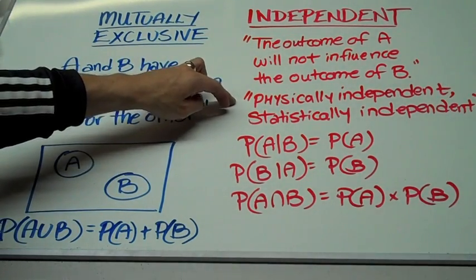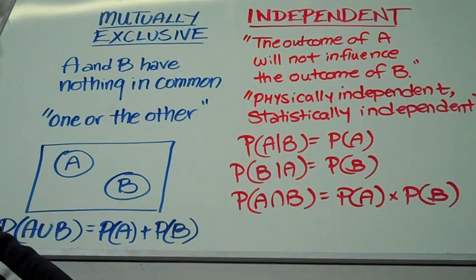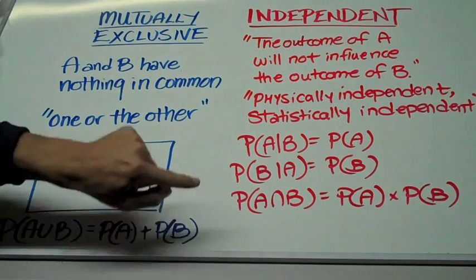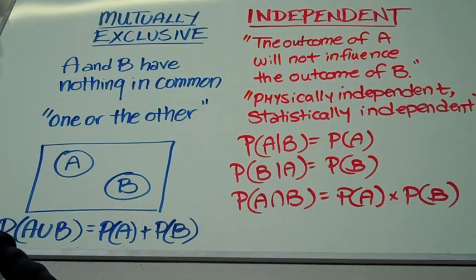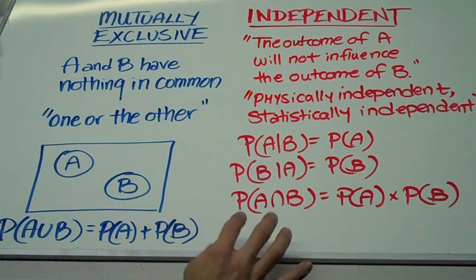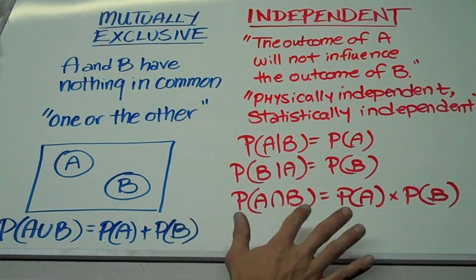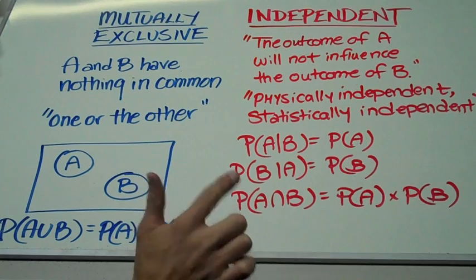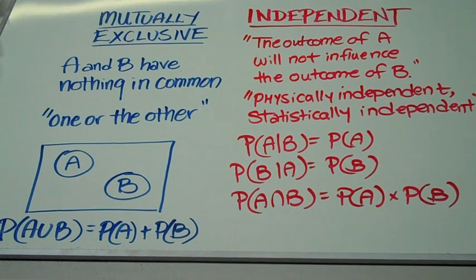Here's a rule of thumb. Physically independent leads to statistically independent. So the probability of A given B is simply the probability of A. The probability of B given A is simply the probability of B. Or you can think of it as the probability of A and B is equal to the probability of A times the probability of B. This is often used to test for independence.